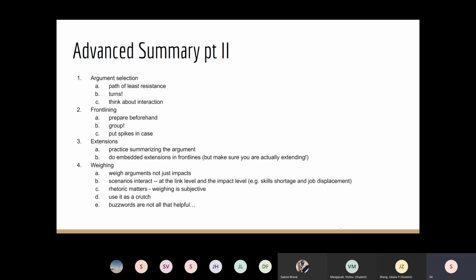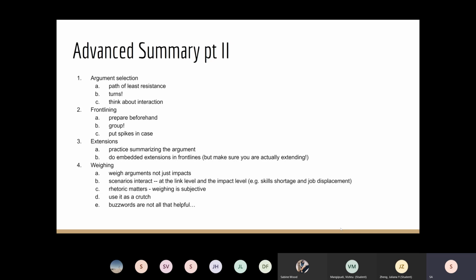Then you want to think about argument interaction. Maybe I have one contention that's relatively clear, but it matters so little to the round and to the whole round narrative that I might just go for my second contention instead. And then frontlining, make sure you prepare beforehand. If there's a lot of arguments, make sure to group. And you can also put spikes in case. I can go over that later if you don't know what it is.